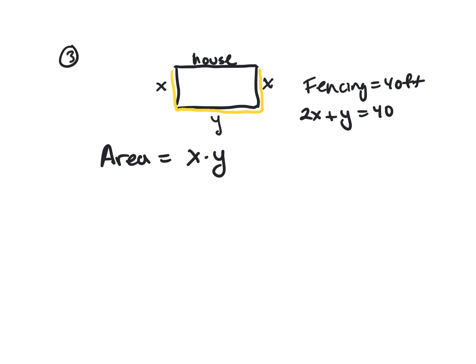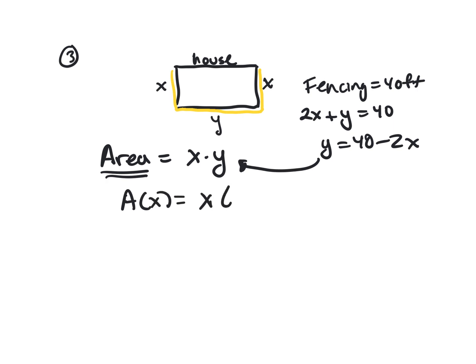So I want to maximize area. I cannot take the derivative of this until I have it in terms of one variable. That's where the constraint equation comes in. So I go back to my relationship between the two variables. I've got y equals 40 minus 2x. Now this allows me to write area in terms of one variable. So area in terms of x is x times, substituting in what y is in terms of x, 40 minus 2x. Now I have an equation for area in terms of only x.